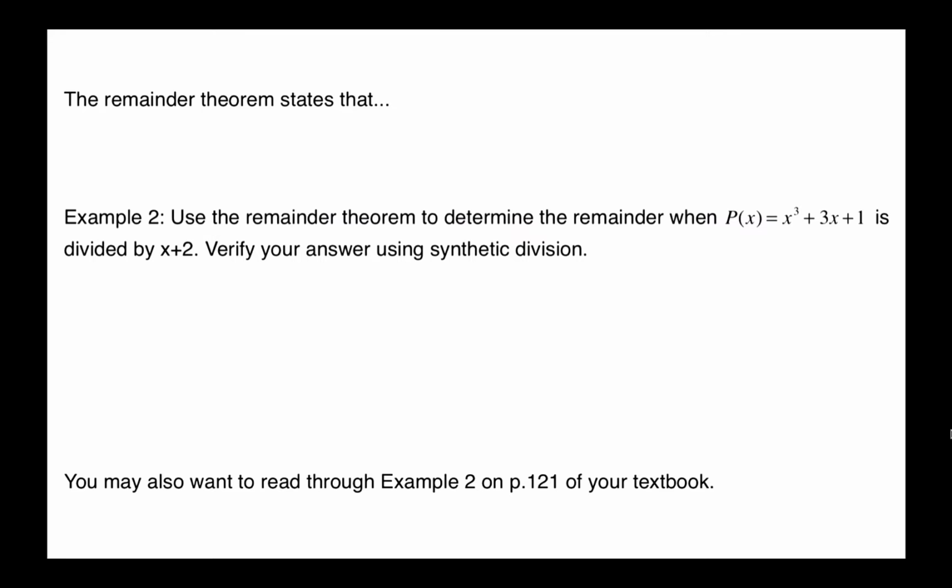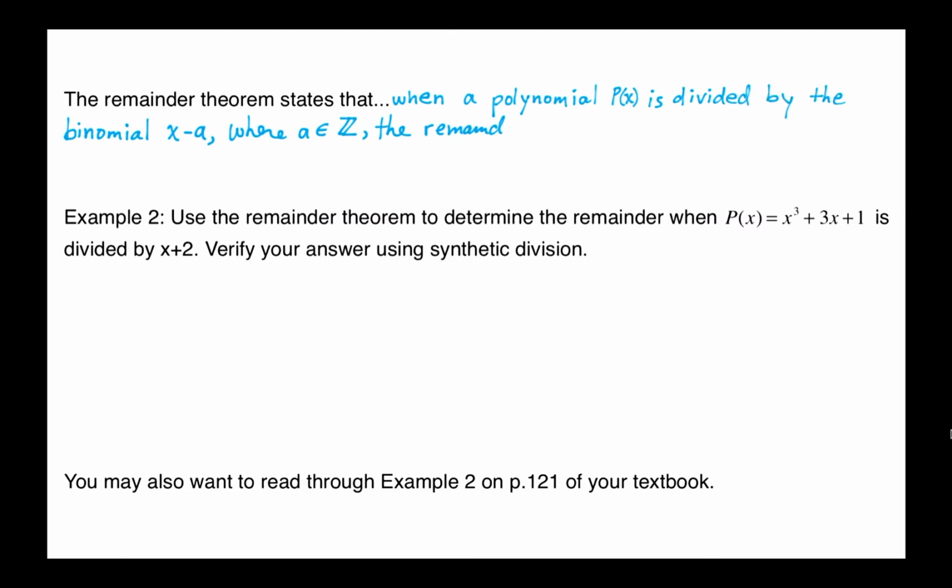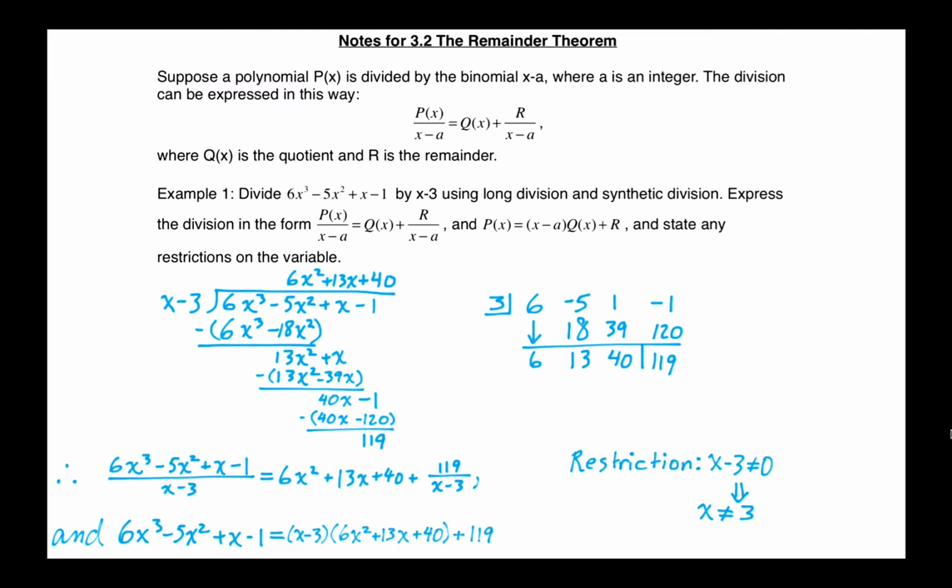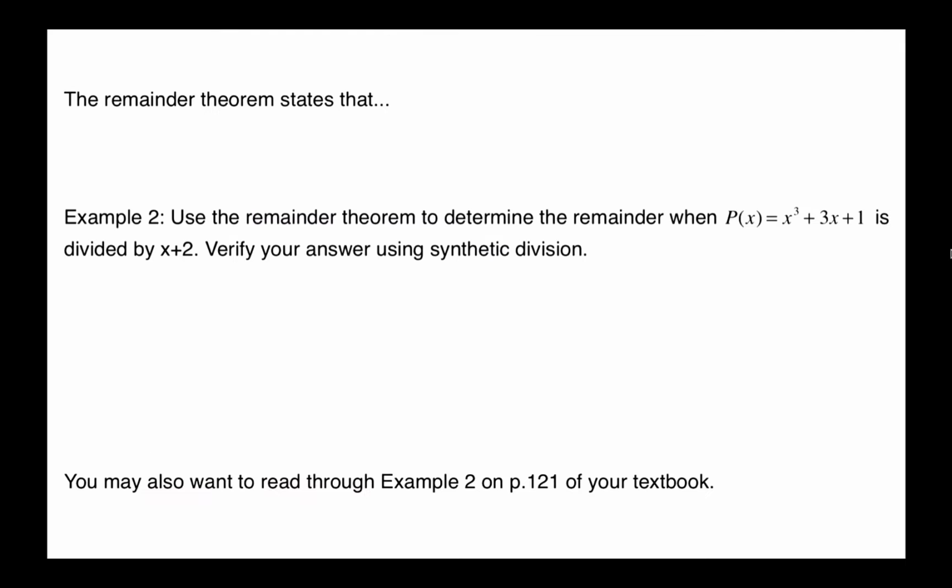Now, the remainder theorem states that when a polynomial p of x is divided by the binomial x minus a, where a is an integer, the remainder is p at a. So from the previous example, we had this polynomial, the 6x cubed minus 5x squared plus x minus 1 that we were dividing by x minus 3. Here's another way that you can get the remainder.